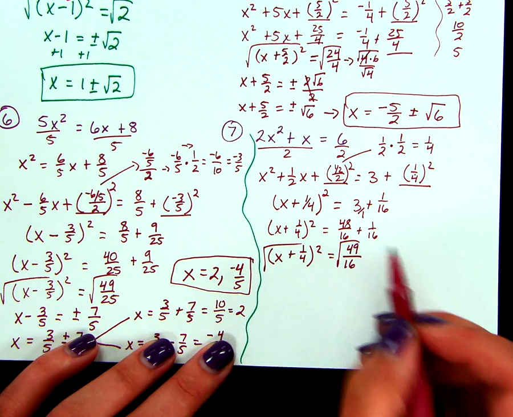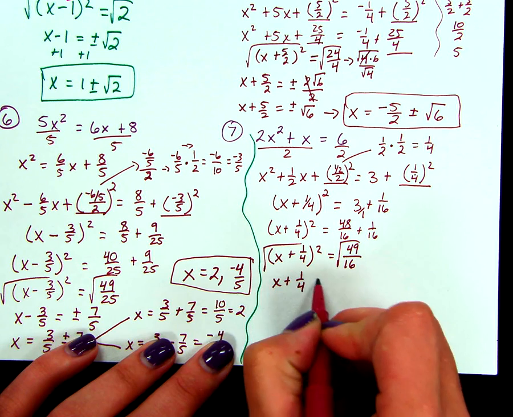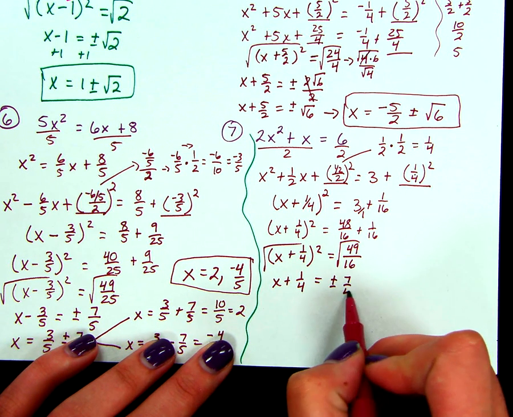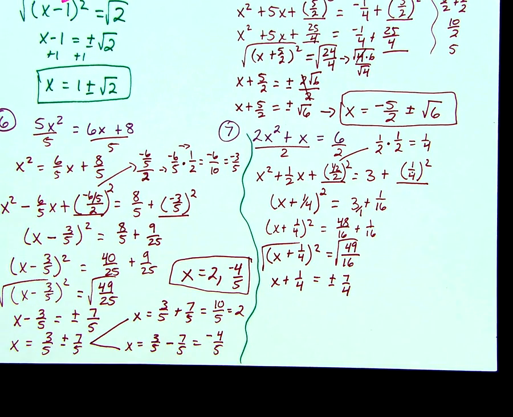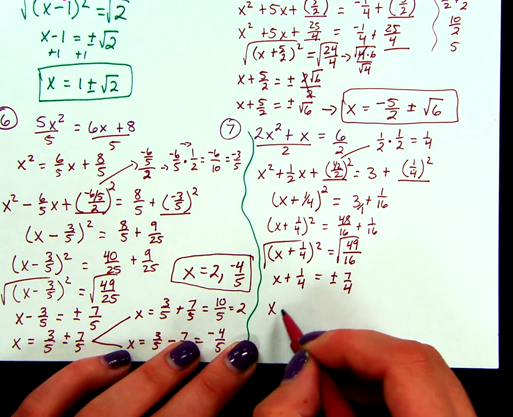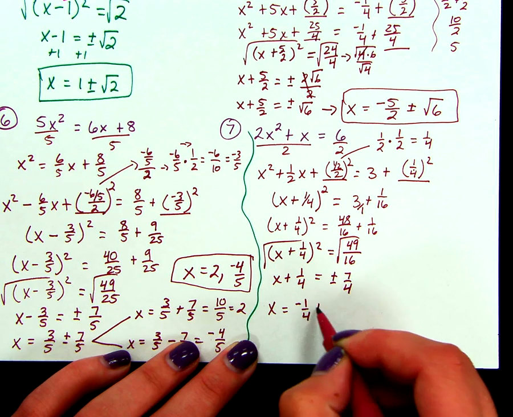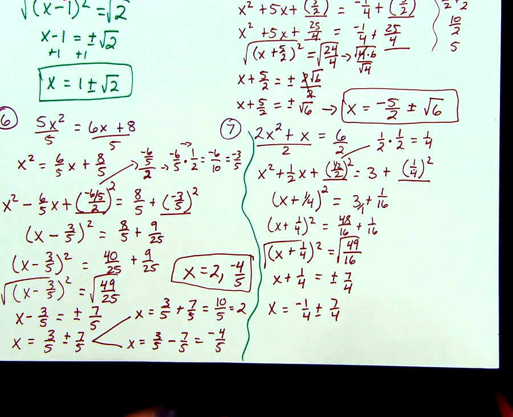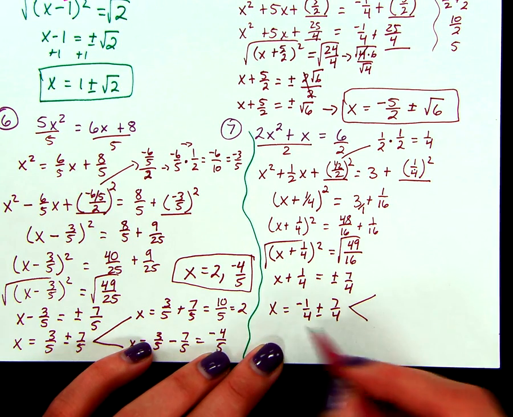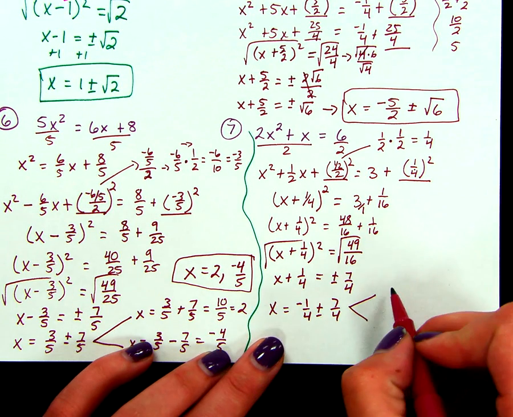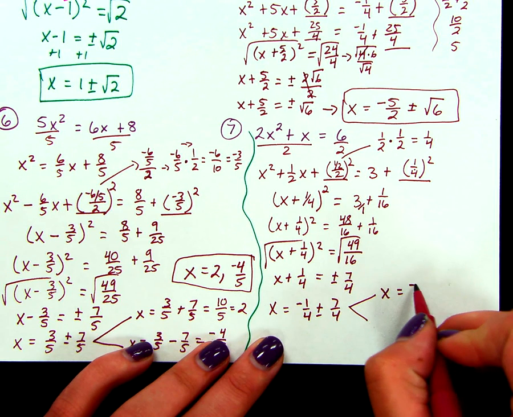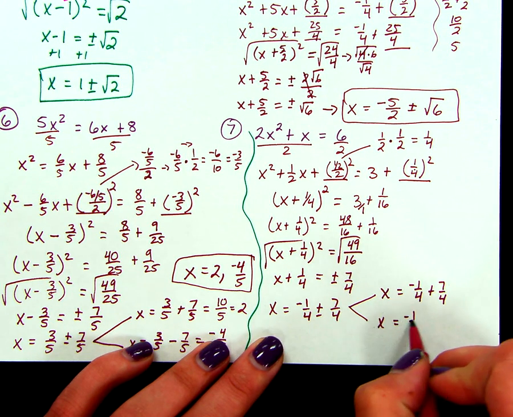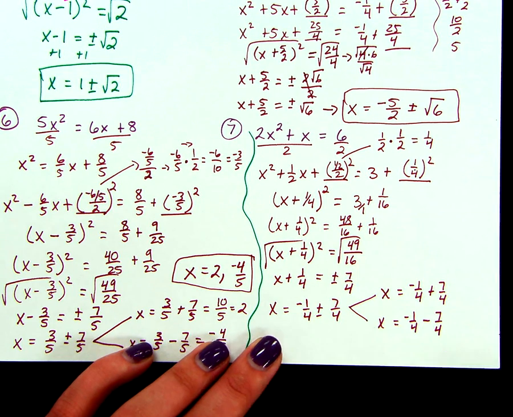Square root each side. So x plus 1 over 4 equals plus and minus, square root of 49 is 7, square root of 16 is 4. Then I'm going to subtract my 1/4 over. So x equals a negative 1/4 plus and minus 7/4. Again, I have two separate problems that I need to solve, because we can't combine those together since we didn't end with a radical. So we need to simplify x equals negative 1/4 plus 7/4, and x equals negative 1/4 minus 7/4.